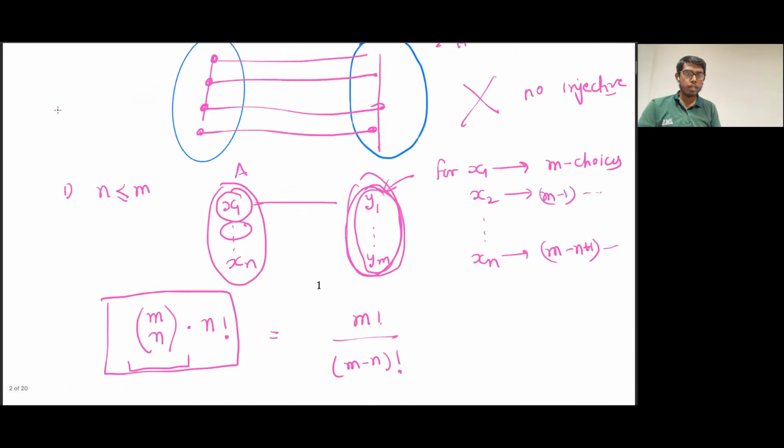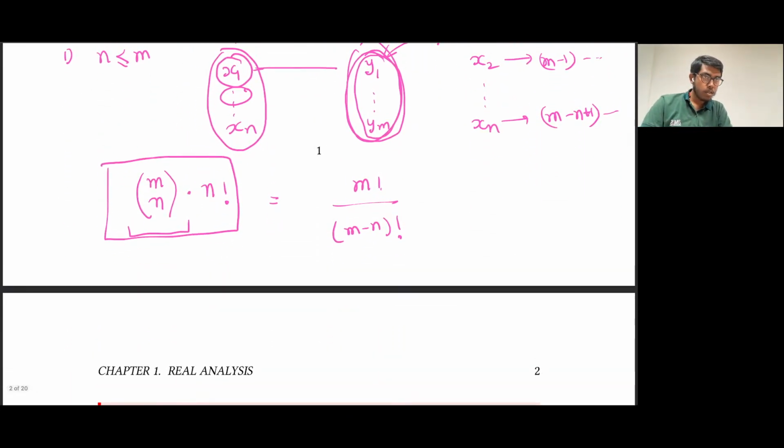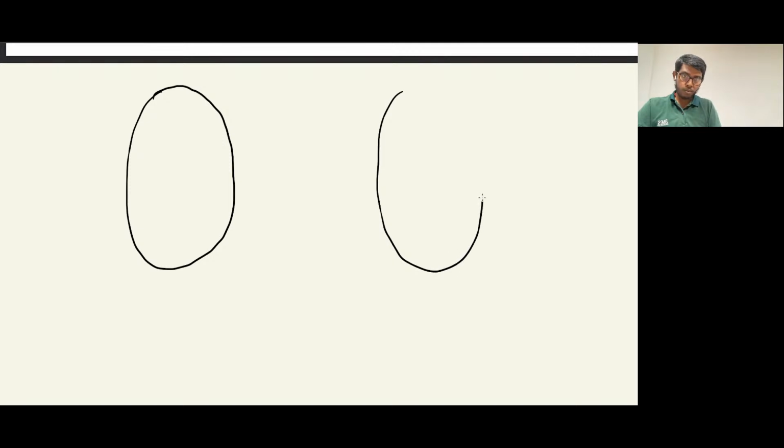So let's see how to find the number of surjective functions. Again, I will demonstrate two methods. The first method is by partitions, and the second method, which I used yesterday, is called the inclusion-exclusion principle. So this is my F.